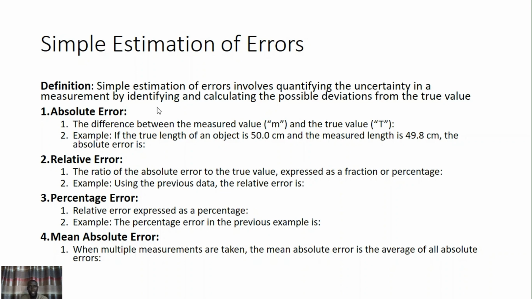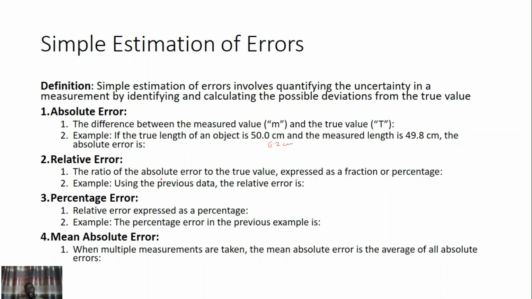Now there are different ways we can evaluate errors in measurement. One type of error that we can estimate is absolute error, which is simply the difference between the measured value and the actual value. If the true value of a distance is 50 centimeters and the measured value is 49.8 centimeters, the absolute error is calculated by subtracting the measured value from the actual value, and this will give us 0.2 centimeters. That's the absolute error: 50 centimeters minus 49.8 centimeters.